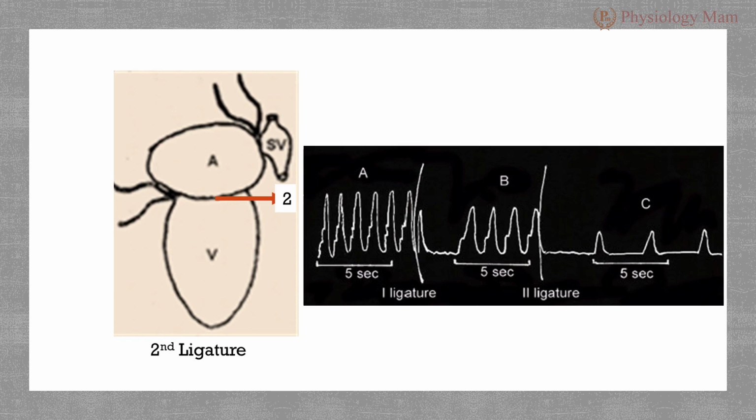Coming to this slide, what you see is a picture showing the second ligature. This second stannius ligature is tied between the atrium and the ventricle. So once you tie the stannius ligature, there will be a pause to the heartbeat. You will find that there is no heartbeat for a little period of time.